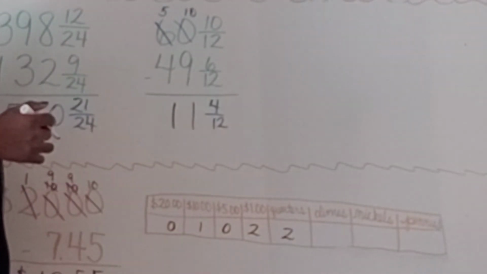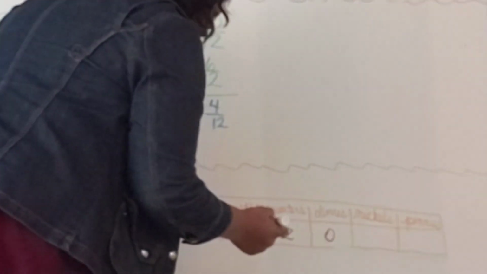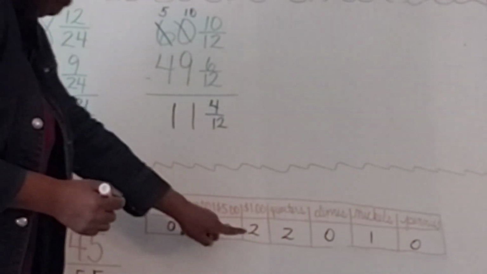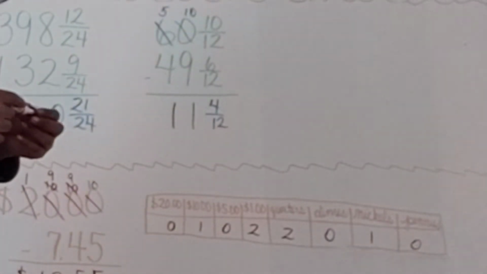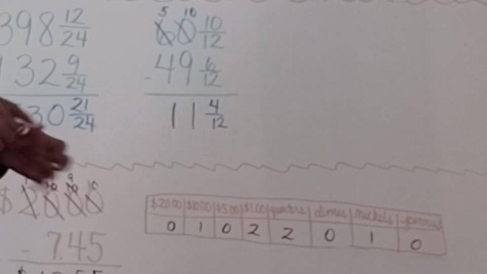Do we need any dimes? We sure don't need any dimes. What else do we need though? The only other thing that we need is 1 nickel. So this is 10, 11, 12, 25, 50, 55, $12.55. Do you see that? Okay, so it's really easy.